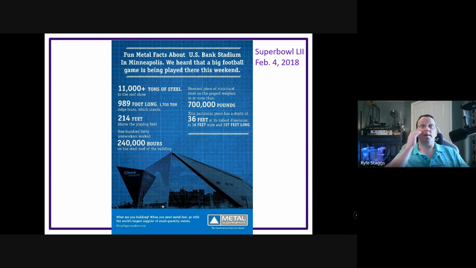So there's a stadium in Minneapolis. They're just in the roof that was built. There's some 11,000 tons.